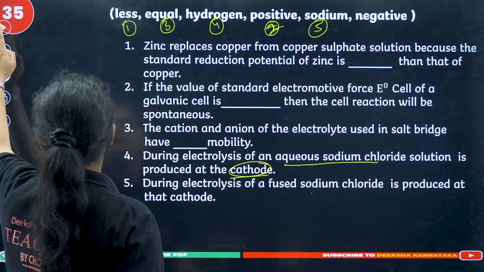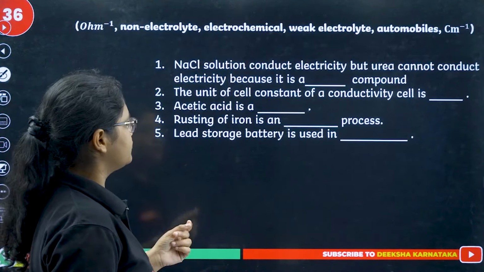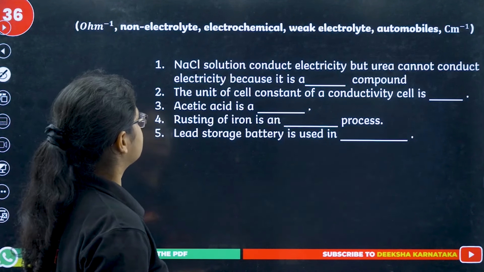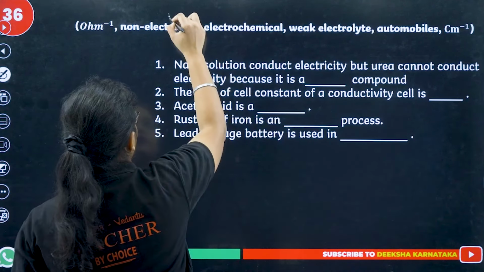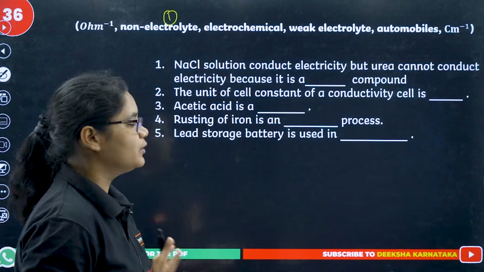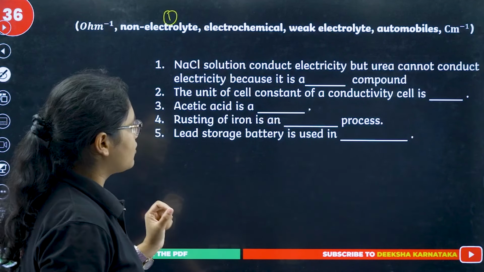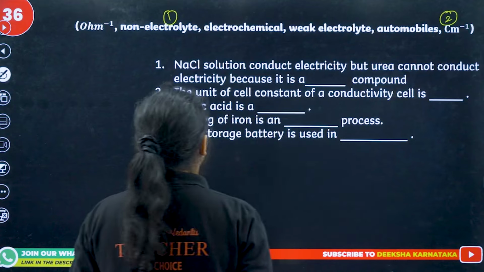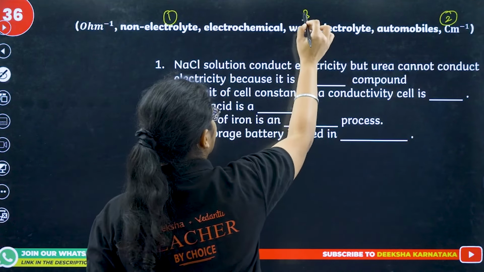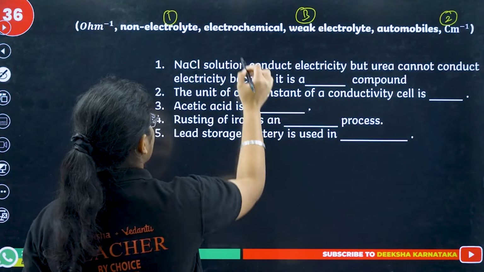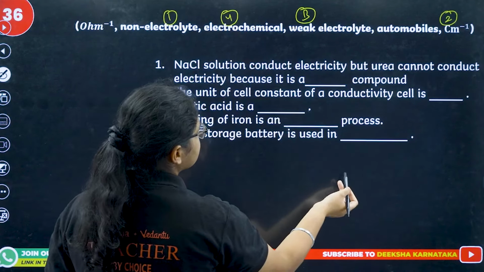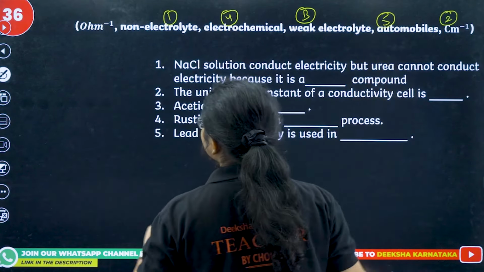Okay. Moving to the next one, NaCl solution conducts electricity, but urea cannot conduct electricity because it is a non-electrolyte compound, means it does not have its own ions. The unit of cell constant of a conductivity cell is centimeter inverse. Acetic acid is a weak electrolyte. Rusting of iron is an electrochemical process. Lead storage battery is used in automobiles.